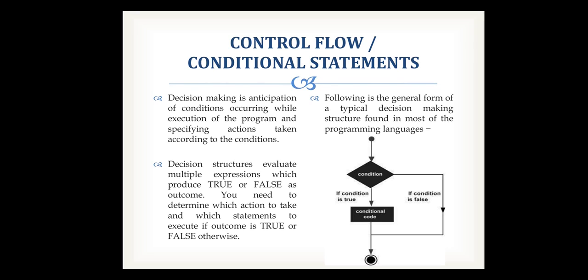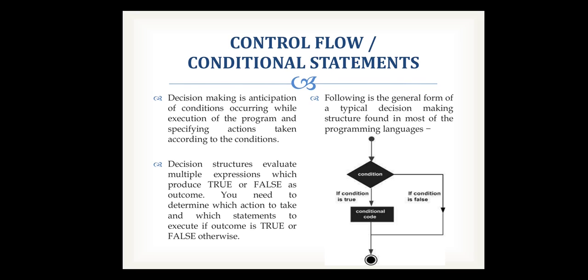First, what are conditional statements? Where you have to take a decision: if the condition is satisfied, meaning the condition is true, then it performs some statements. If the condition is false, then it performs some other statements. Decision making is an anticipation of conditions occurring during the execution of the program, and specifying the actions taken according to the condition. Decision structures evaluate multiple expressions which produce true or false as the outcome.